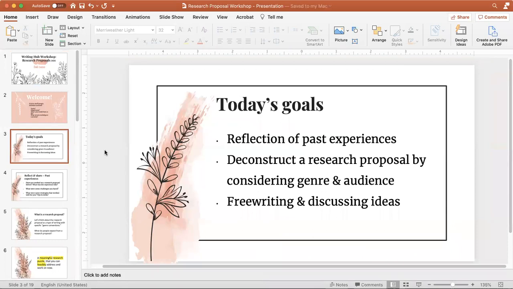All right, so in today's presentation, the main goals are to reflect on your own past experiences, and then we're going to take a deeper look at deconstructing a research proposal by thinking about genre and audience. So really trying to think about research proposals as a specific type of writing with specific types of expectations that your audience may have. And in this workshop, I'll incorporate a lot of free writing and discussion exercises in which you can take down some notes on your own writing project and hopefully convert those notes into parts of your own research proposal.